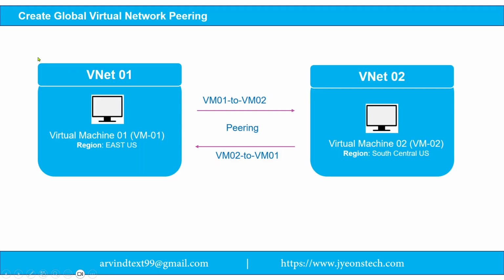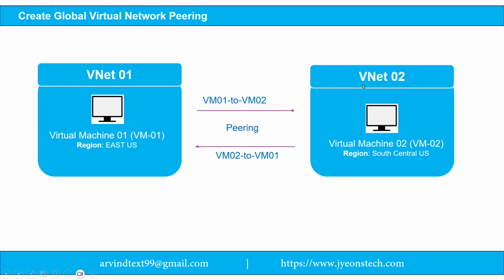Okay, so today's agenda is how to create a global virtual network peering. Friends, I have created this diagram for you. We have virtual network 1 and virtual network 2. In virtual network 1 we need to create one virtual machine. Its name is VM01, and we have created the virtual network and virtual machine in the region East US.